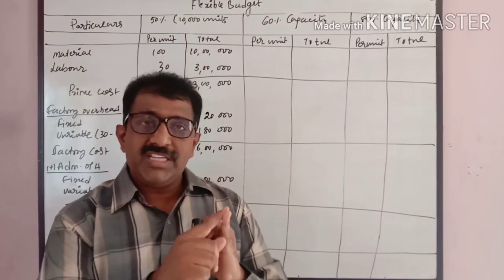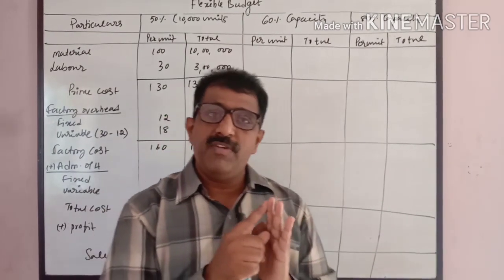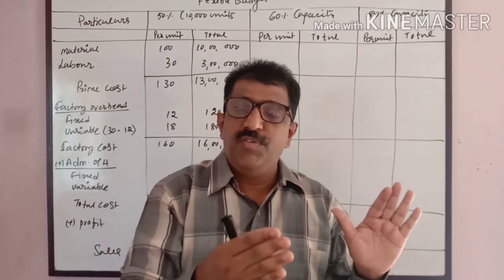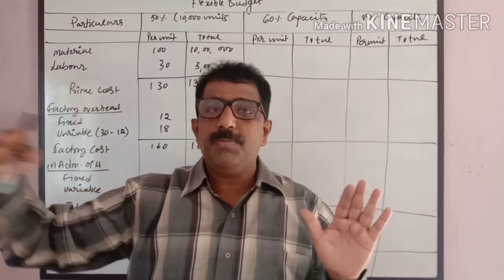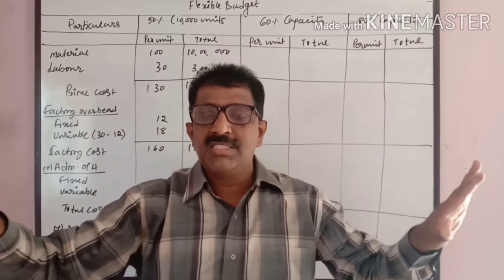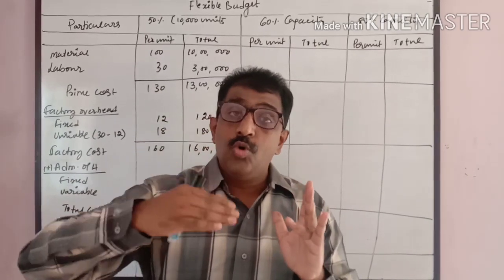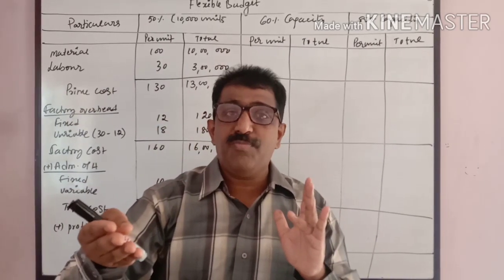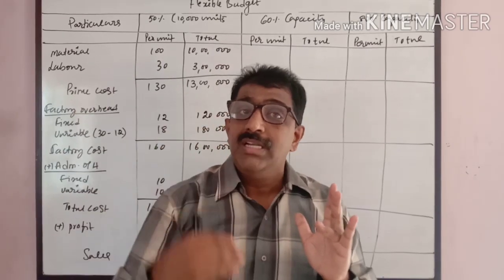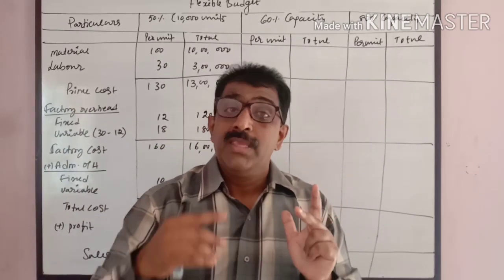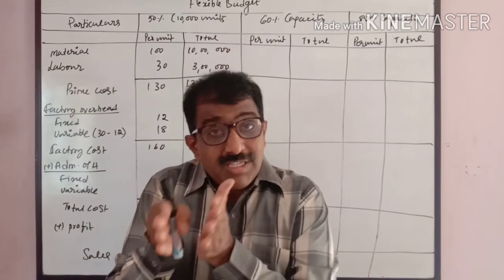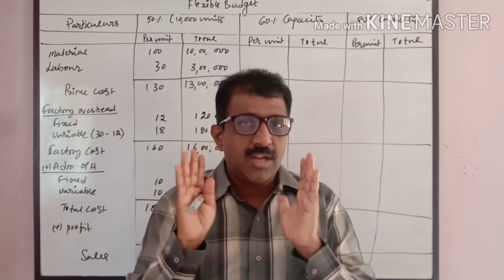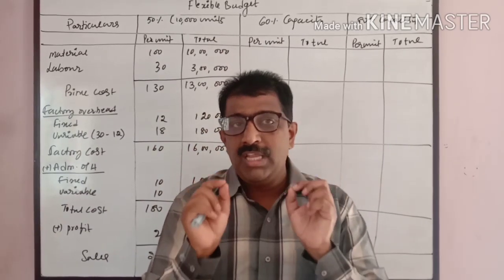When we are preparing the flexible budget, we have to see the expenses part, which I already explained: fixed expenses, variable expenses, and semi-variable expenses. Fixed expenses remain constant at all levels, whether it is 50%, 60%, 80%, or 100%. Variable expenses vary, increasing when you increase production capacity and decreasing when you decrease it. Semi-variable expenses are fixed up to a certain extent, beyond which they vary. These three expenses are very important to work out the flexible budget.